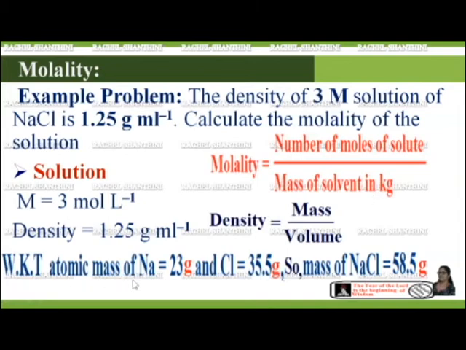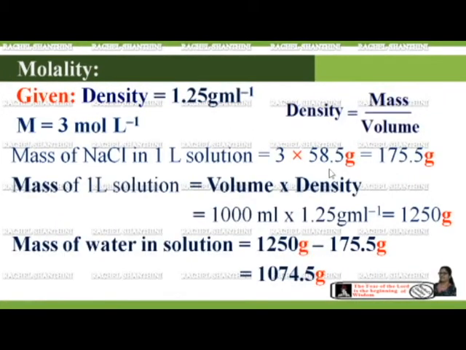We know that the atomic mass of sodium is 23 grams, chlorine is 35.5 grams. So the mass of sodium chloride is 58.5 grams. Now in this problem they have given 3 molar sodium chloride. So we have to multiply it by 3 so that we can find out the mass of the solute in this solution. So 3 into 58.5 grams gives 175.5 grams.